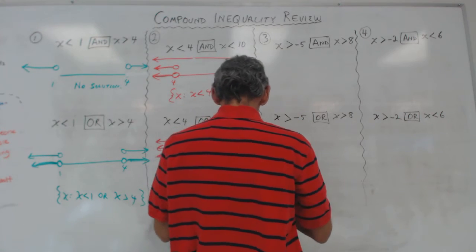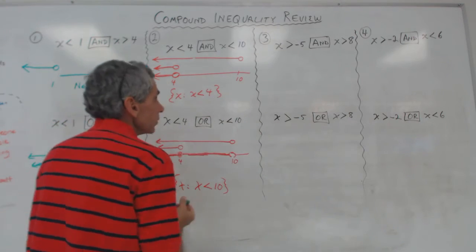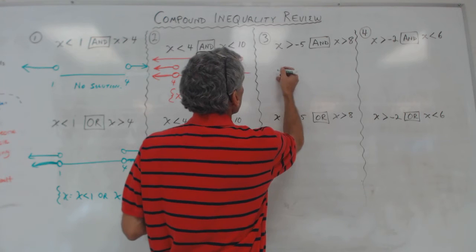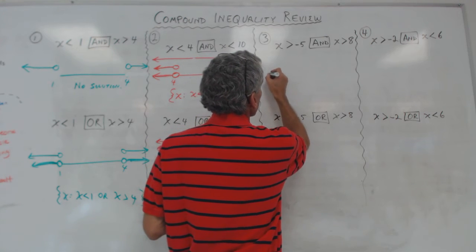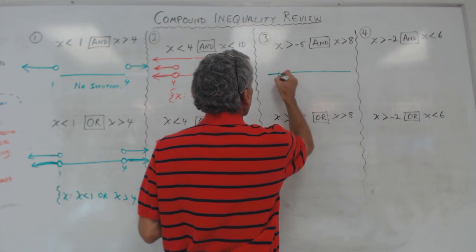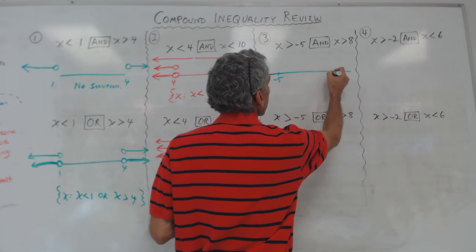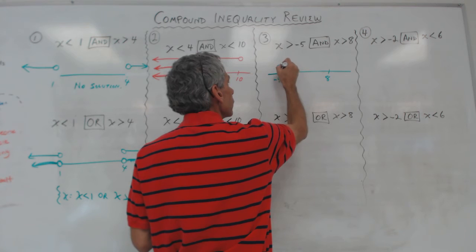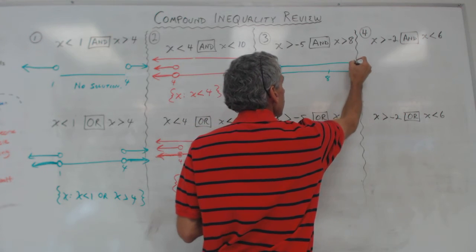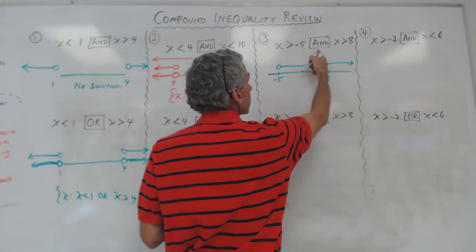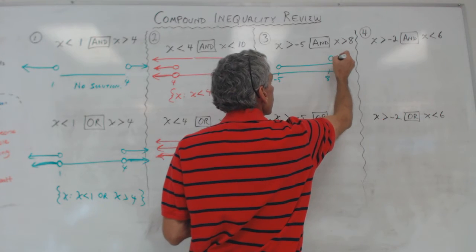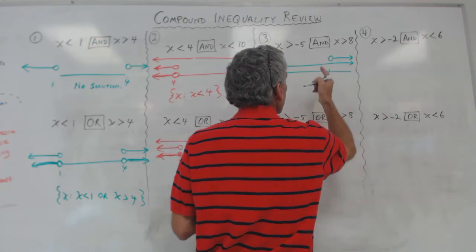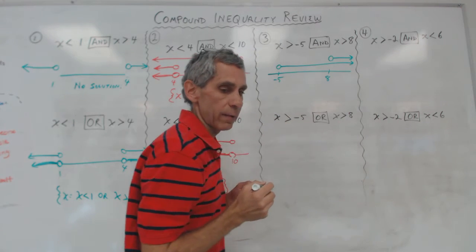So I'll use green again. Here I've got my number line, and I've got a -5 here, and an 8 here, and it says x is greater than -5, greater than, this way, and then x is greater than 8. For "and" I have to have an overlap.